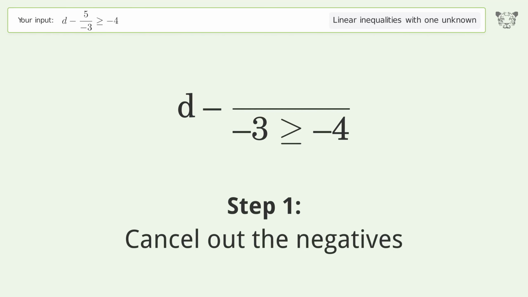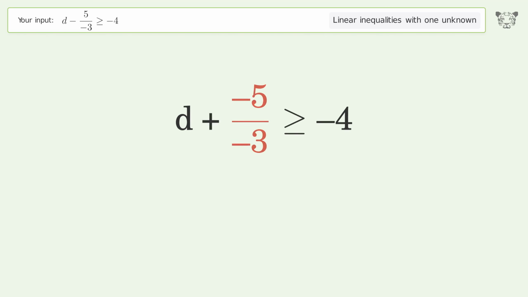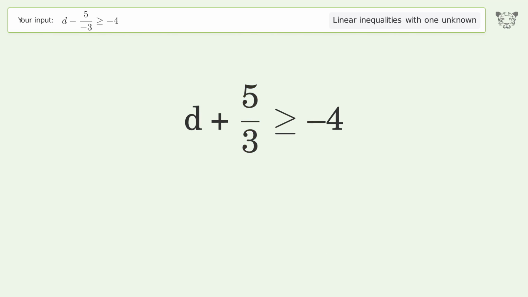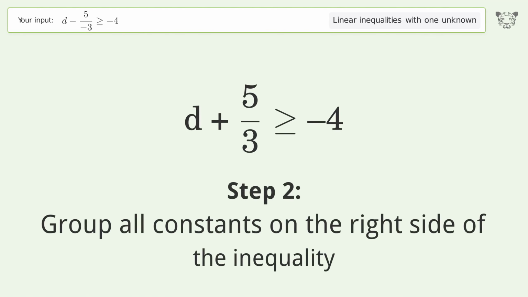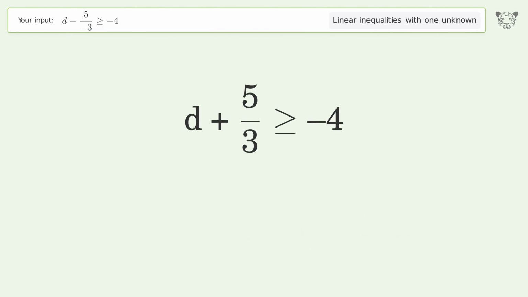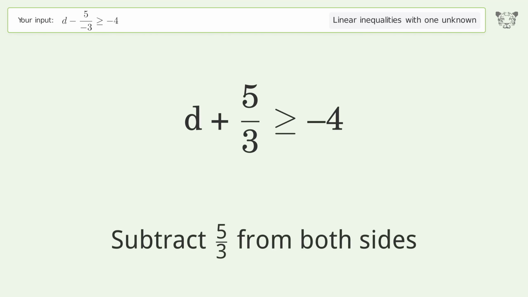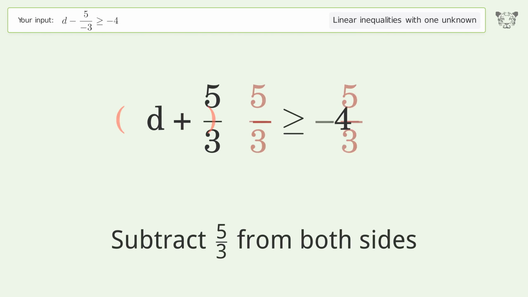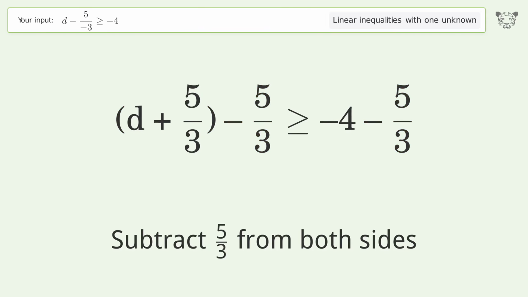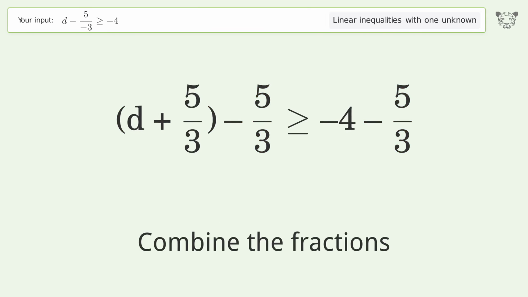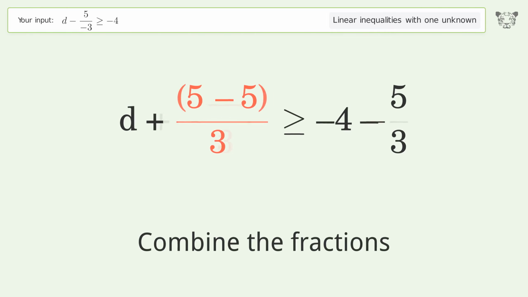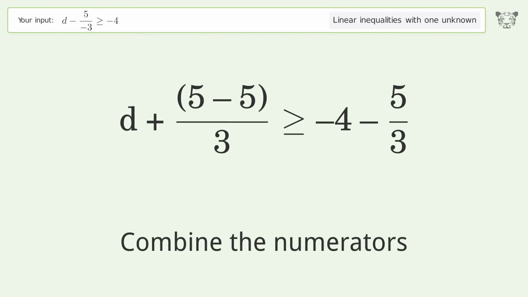Cancel out the negatives. Group all constants on the right side of the inequality. Subtract 5 over 3 from both sides. Combine the fractions. Combine the numerators.